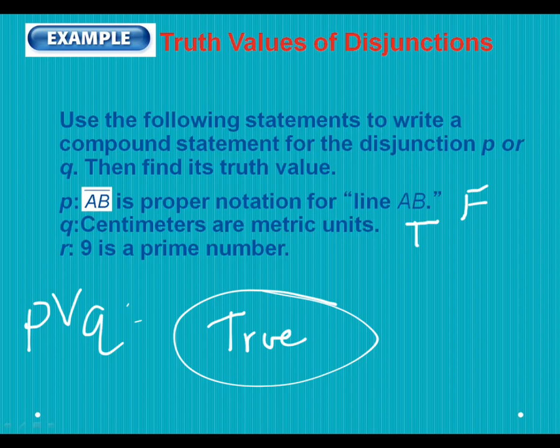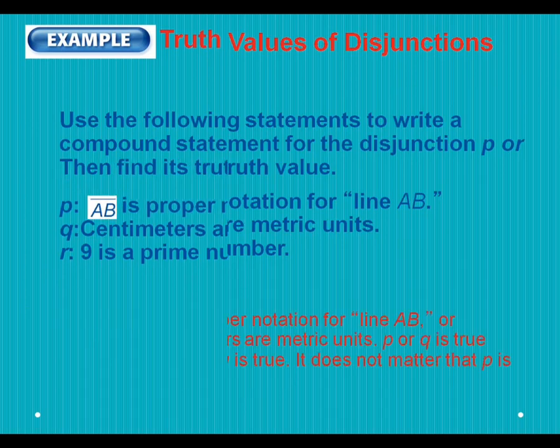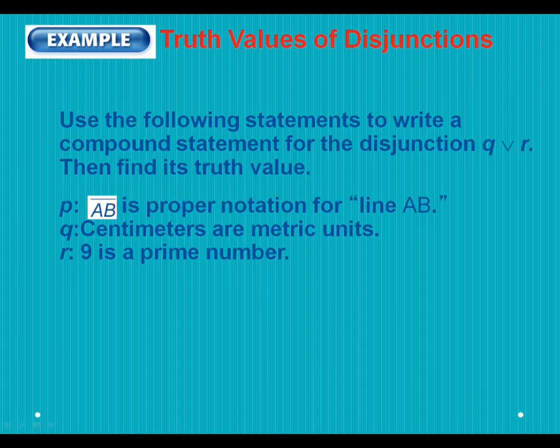Okay. Let's look at another here. I want Q or R. Q or R. I want the truth value of that statement. So think to yourself a second. So let's look at them individually. Right? Statement Q, we already said was true itself. Statement R, 9 is a prime number. We know that's false. It's divisible by 3. So the truth value Q or R, is that true or false?